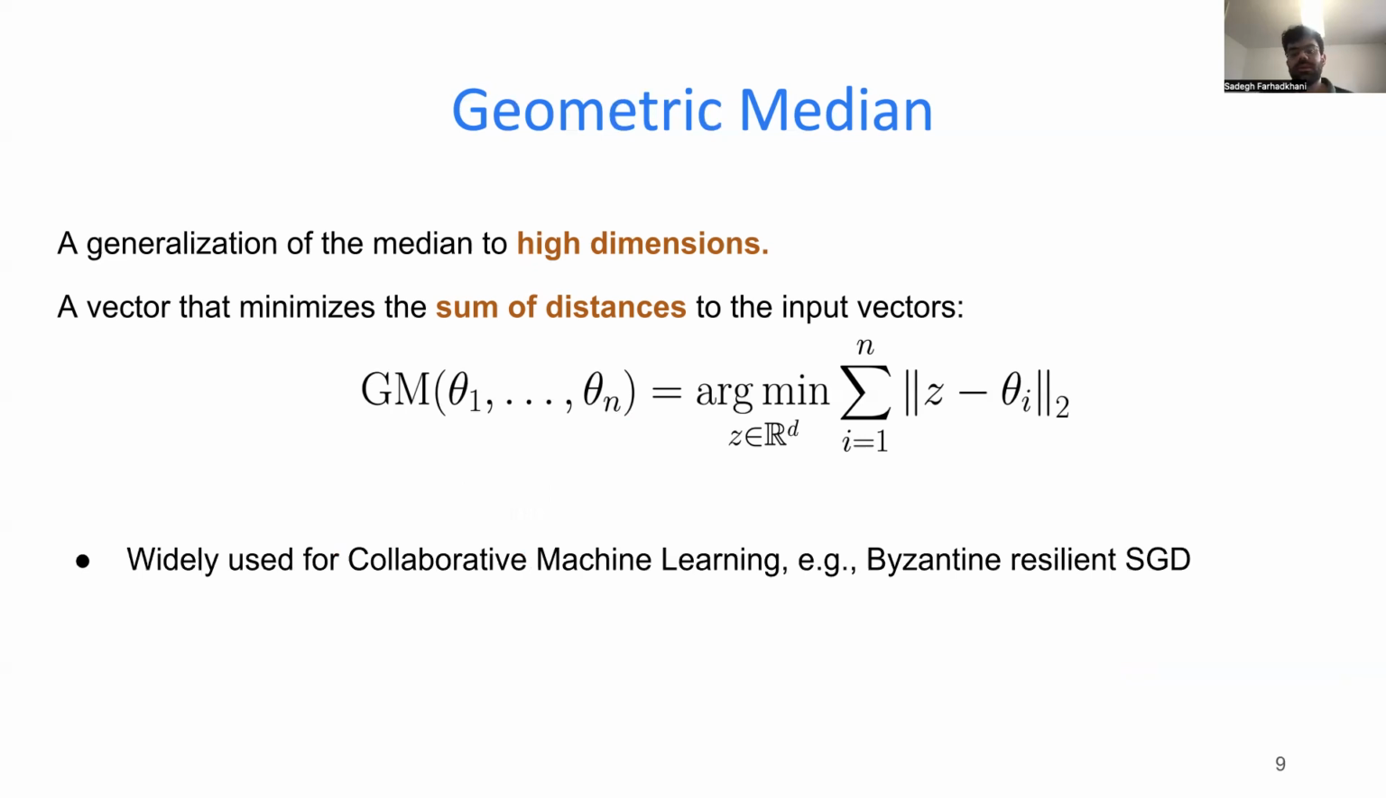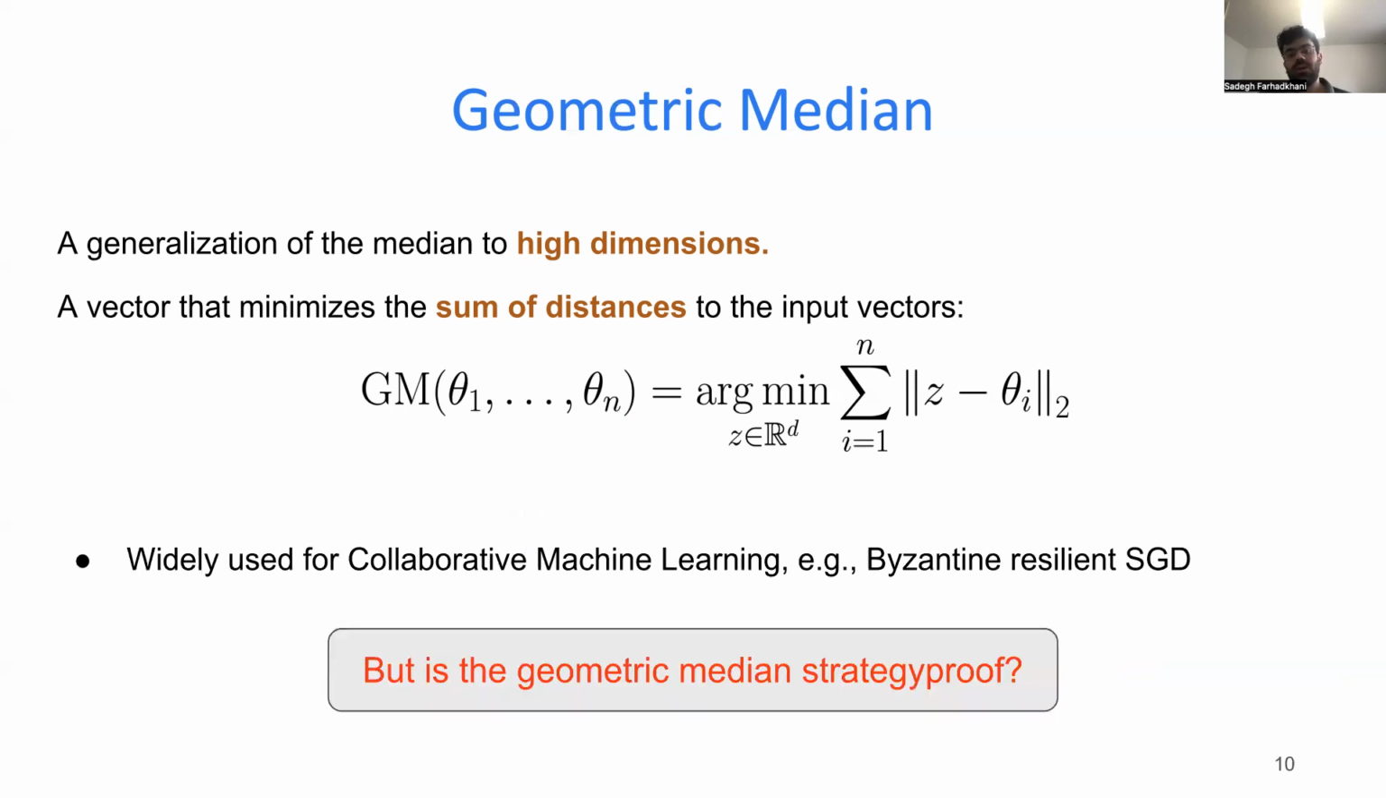And because of these nice properties, the geometric median has been used a lot for robust machine learning, for instance, for Byzantine robust optimization. And the question that we ask in this paper is about another property, which is called strategyproofness. We are interested to see to what extent the geometric median is actually strategyproof.